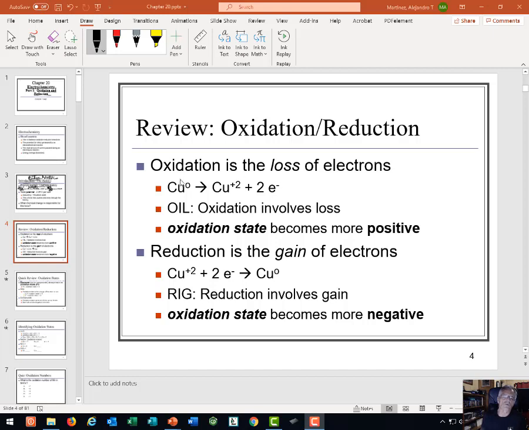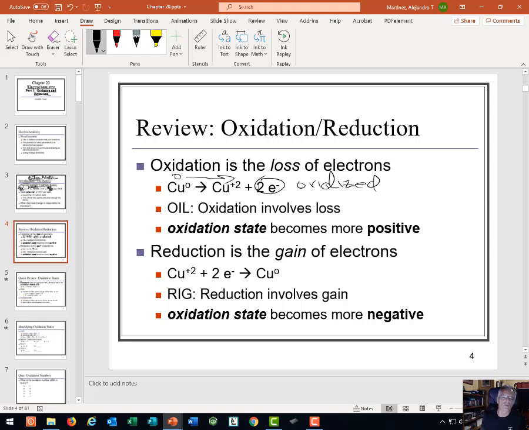Something goes from a less positive to a more positive because it's giving up negative charge in the form of electrons. So this is copper. It has an oxidation state of 0. And if it goes from 0 to +2, it's giving up 2 electrons, and it is being oxidized. So copper is being oxidized in this reaction.